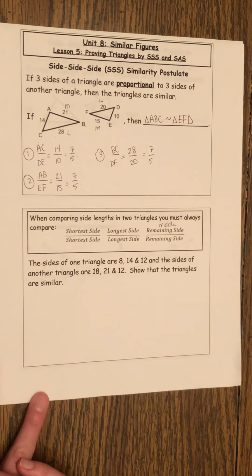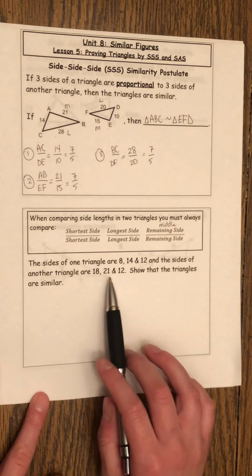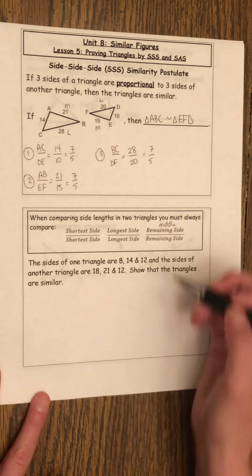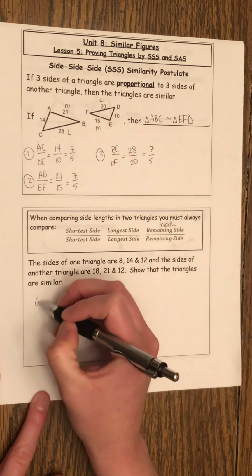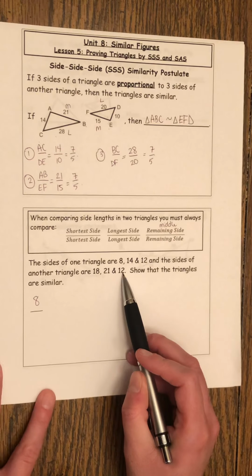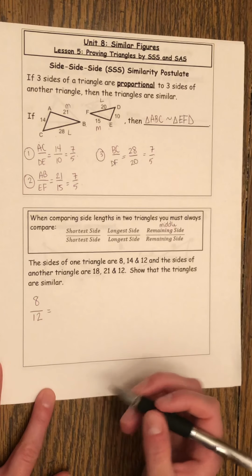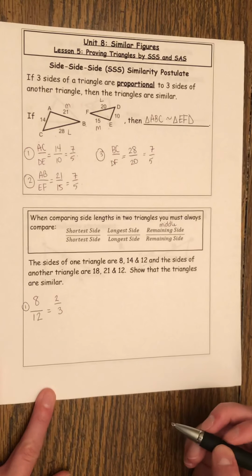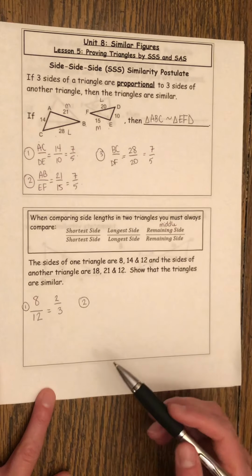The next example says the sides of one triangle are 8, 14, 12, and the sides of another triangle are 18, 21, and 12. Show that the triangles are similar. I start in the first triangle by picking out the smallest side length, which is 8. I compare that to the smallest side length in the second triangle, which is 12. If I take out the common factor of 4, I get 2/3. So this is one pair of corresponding sides. I want to do all 3 though.